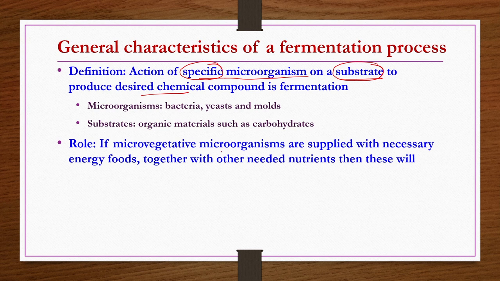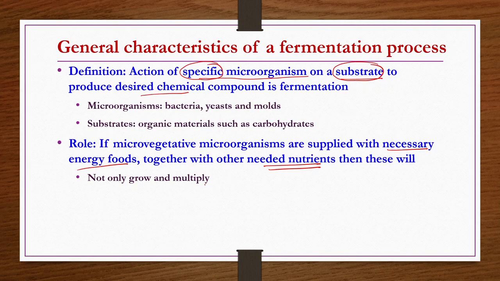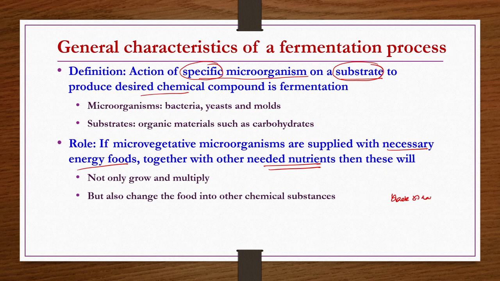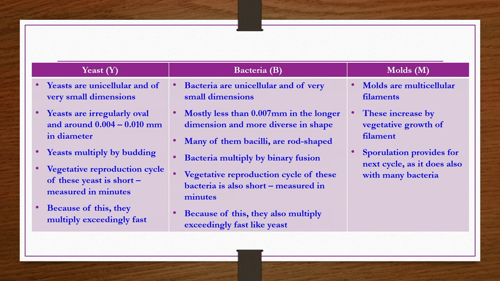If vegetative microorganisms are supplied with the necessary energy foods, together with other needed nutrients if required, which may not be required for all processes but for some definitely may be, then these vegetative microorganisms not only grow and multiply their concentration, but also change the food into other chemical substances. Let us say the blackstrap molasses of the sugar industry is used by the microorganism, and then fermentation takes place and you get alcohols like ethyl alcohol, etc.